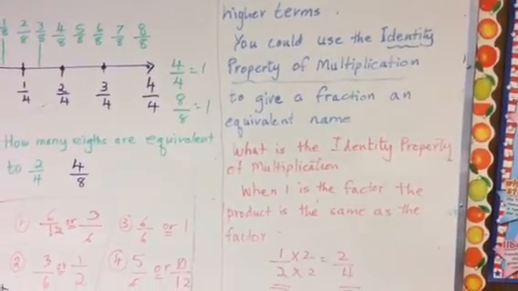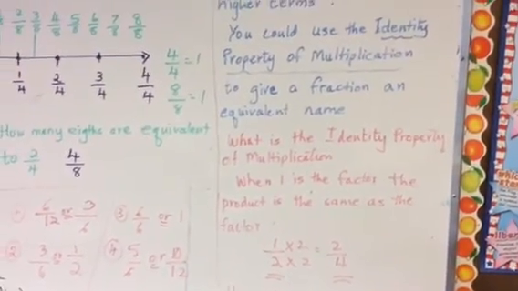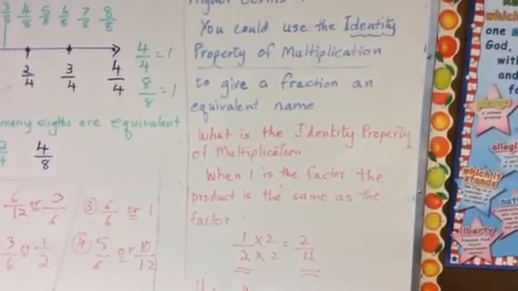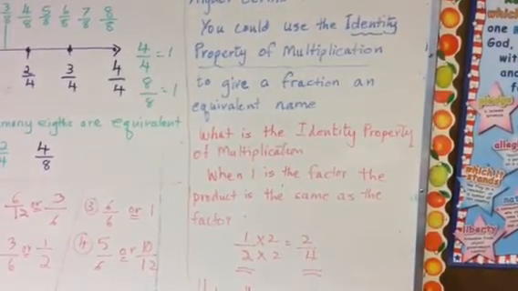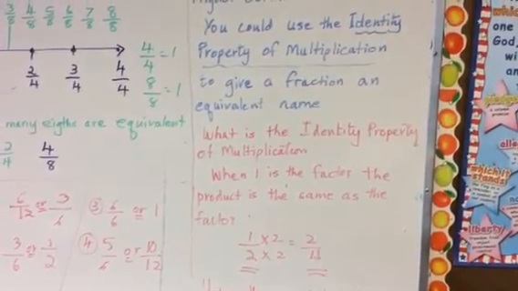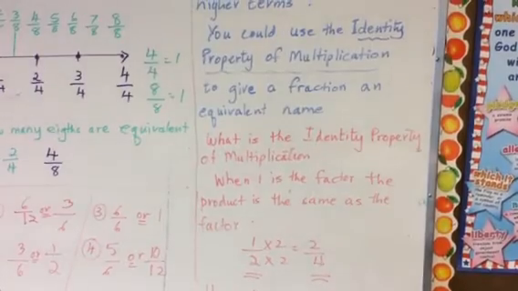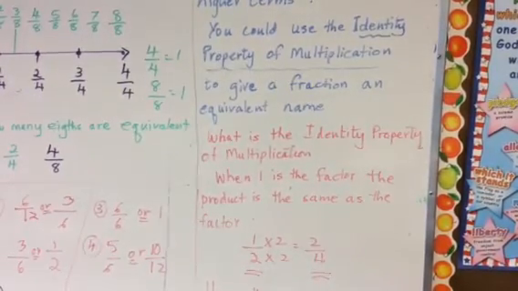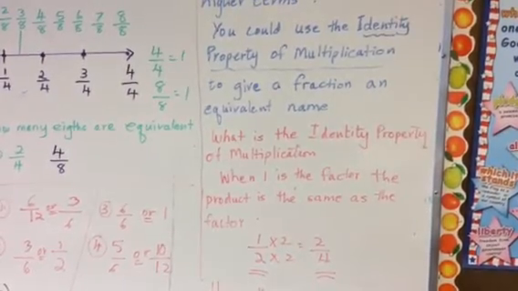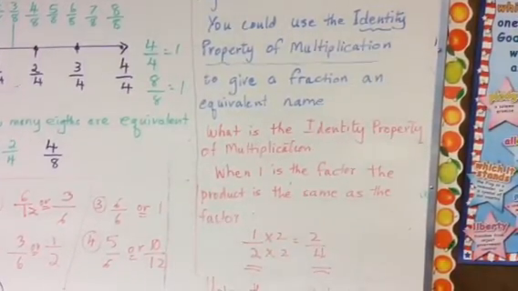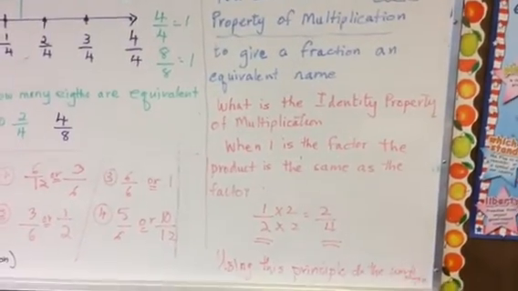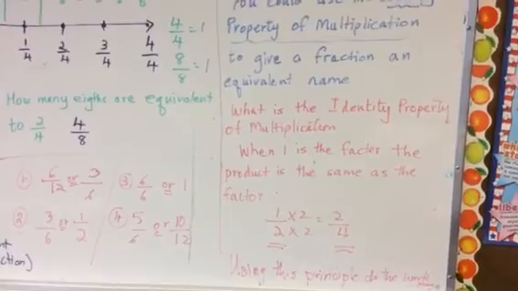So 1 over 2. If you multiply both the numerator and the denominator by the same number, that is called the identity property of multiplication. 2 over 2 is equal to 1. So you're multiplying both of them by 1. 1 times 2 is 2. 2 times 2 is 4. 2 over 4. So 1 over 2 is equivalent to 2 over 4. Using this principle, you can do your work page.